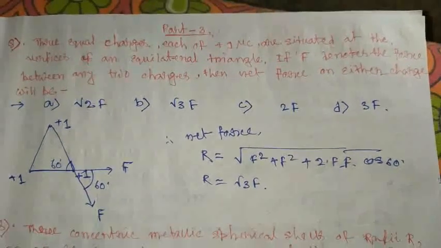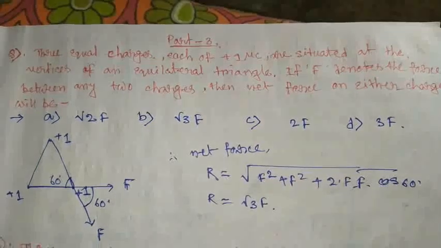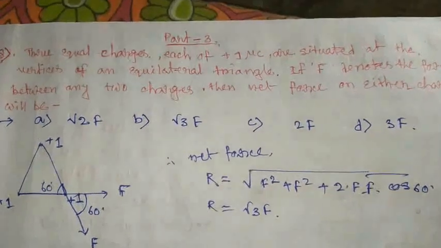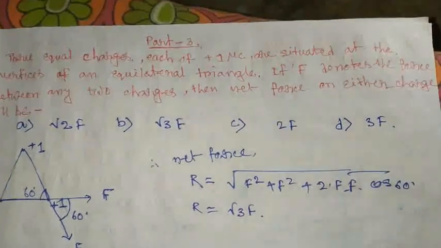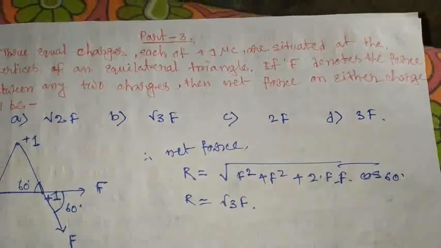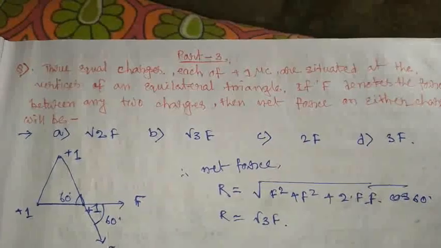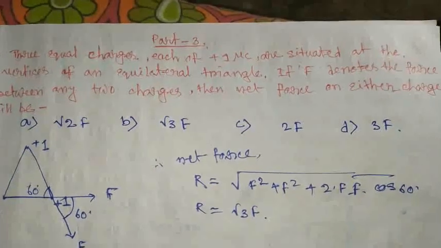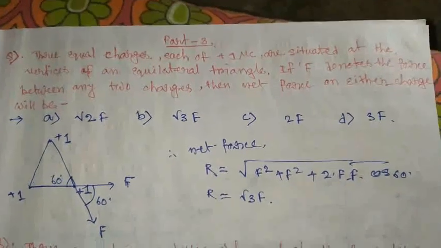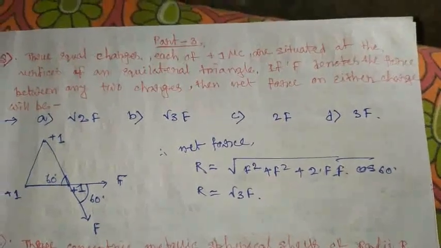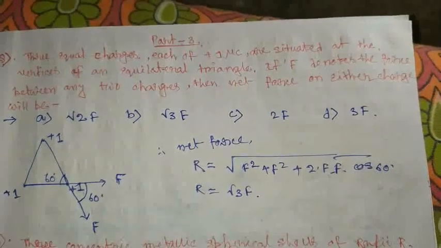So let's start today's class. Today is part number 3, and here is the first question for you. Three equal charges, each of +1 microcoulomb, are situated at the vertices of an equilateral triangle. If F denotes the force between any two charges, then the net force on either of the charges will be?